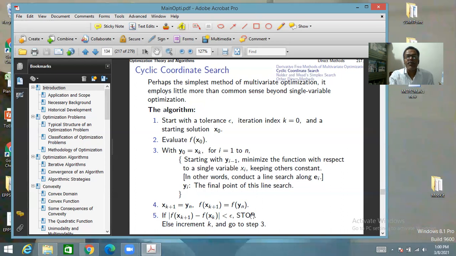So you stop. If that is not within the tolerance, then you increment k, that is you now go for the next iteration. And then again start from here. Okay. So one iteration actually takes n line searches along the n coordinate directions.